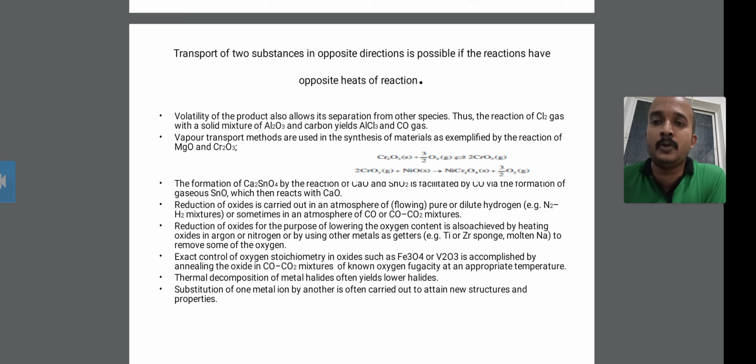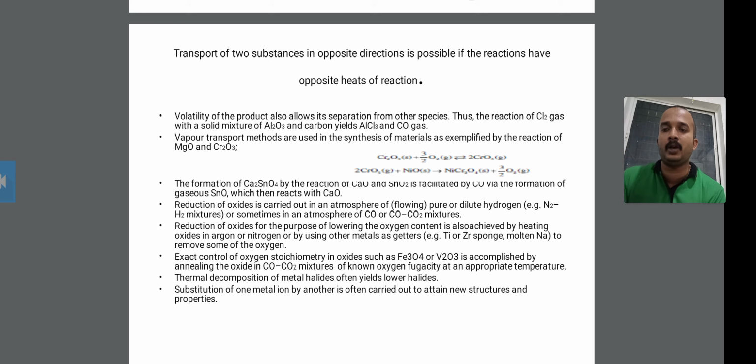It is possible, but since the reactions have opposite heats of reaction, this substance has a greater heat of reaction, and this substance has a lower rate of reaction and a lower heat of reaction. Therefore, the opposite heats of reaction give an opposite direction of transport. Okay, then the next point is that the volatility of the product also allows its separation from other species.